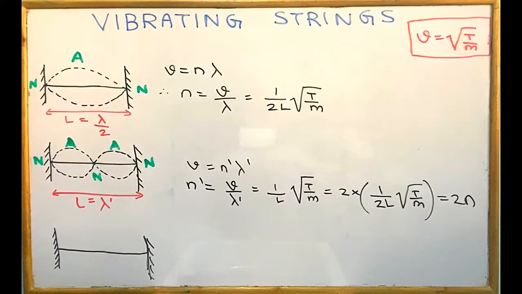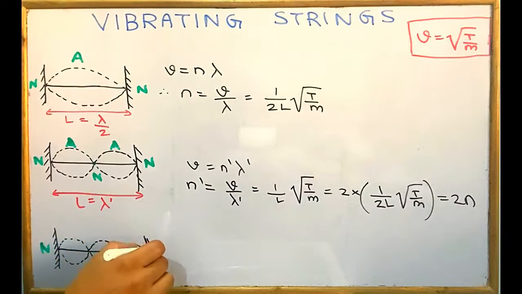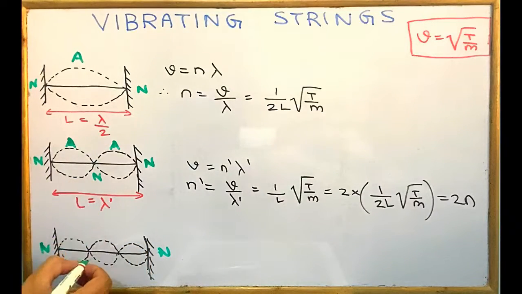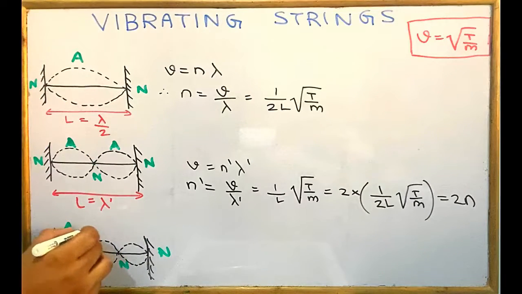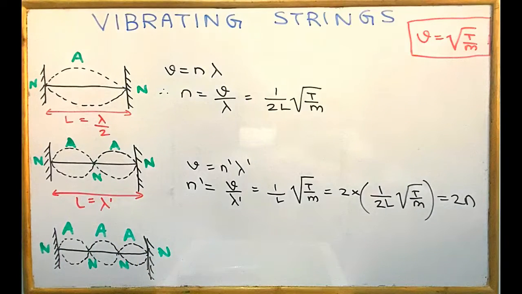Again we take our same string, the same length, but this time we will have 3 loops. The number of loops has changed. I am making it vibrate in a higher mode. So now obviously at the ends we must have nodes. Now instead of only one node in between, we'll have 2 nodes, and instead of 1 antinode, we will have 3 antinodes in between. And what can we say about the length L, the same length of this string? What is it equal to?